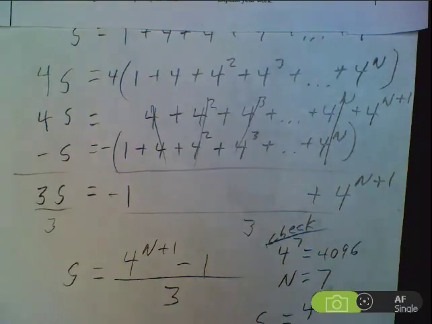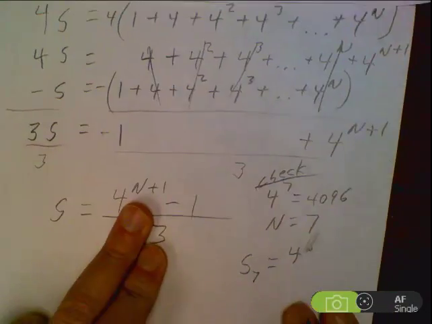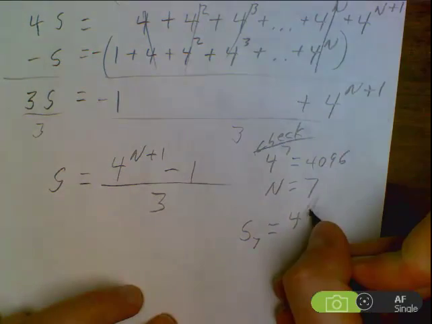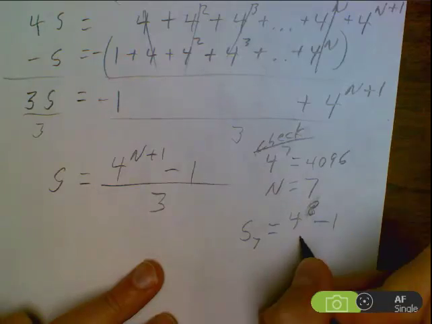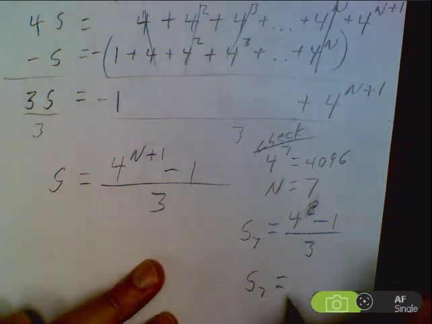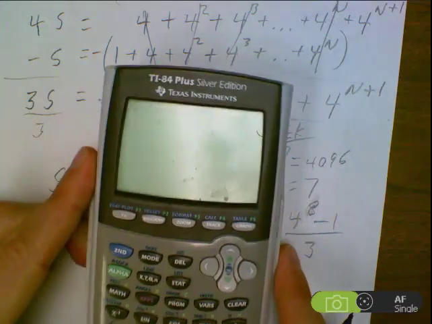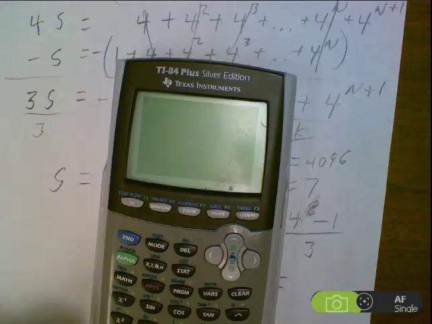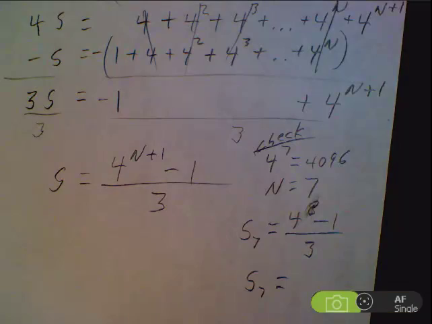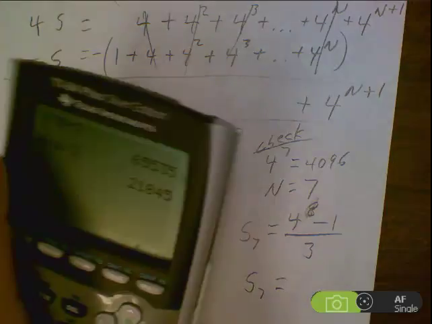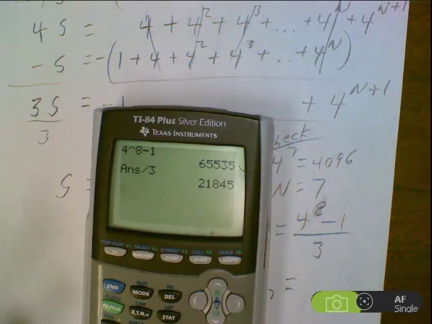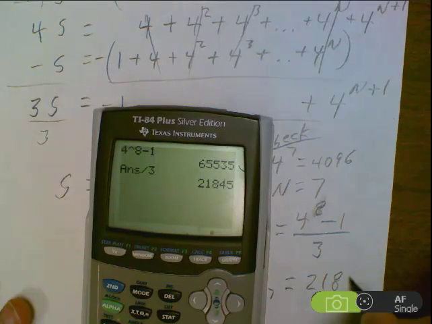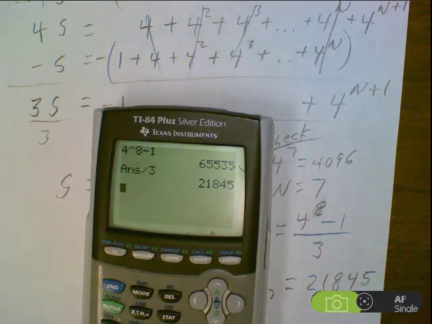Well, let me show that step. So I'm just plugging it into this formula here. Okay, 4 to the n plus 1, so it would be 4 to the 8th minus 1 divided by 3. So S7 is going to be, let me get out my calculator, 4 raised to the 8th power minus 1 divided by 3. Learning opportunity. Okay, and so I get this. It doesn't match. Why not?